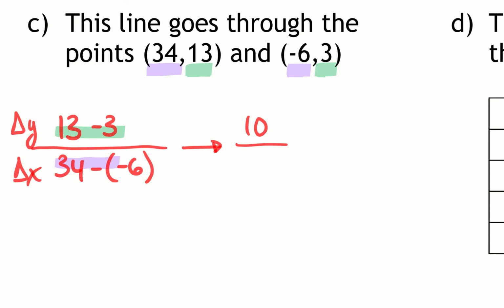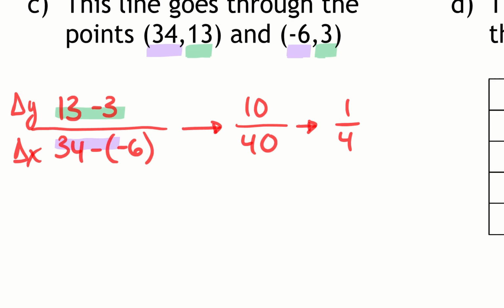And in my denominator, I have 34 minus -6, which is 34 plus 6, which is 40. And if I divide both of those by 10, there's a common factor of 10. I get that my slope is the pattern up 1 over 4. So we now have our slope, up 1 over 4, up 1 over 4.